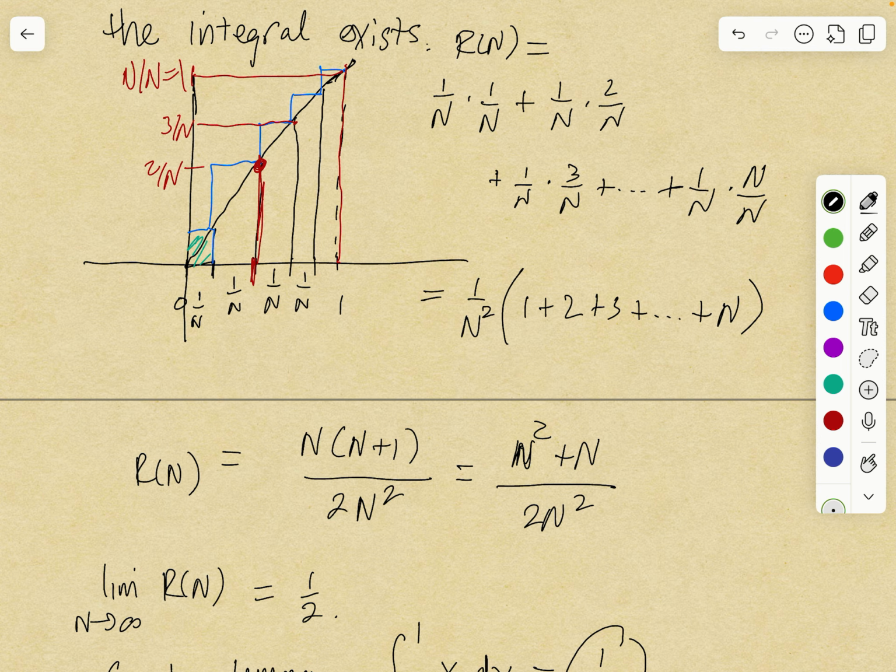There are some tricks to see where you get the formula for the sum of the first n squares. Anyway, if you do that and then calculate the limit, you do get a third, which is equal to the integral of x squared from 0 to 1.